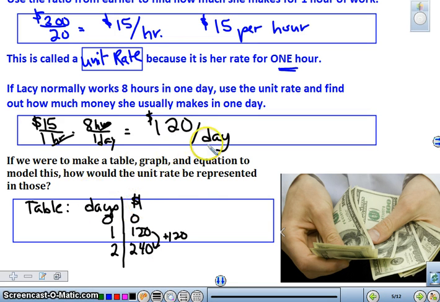So how does this unit rate show in our table? It's what we add for each day.